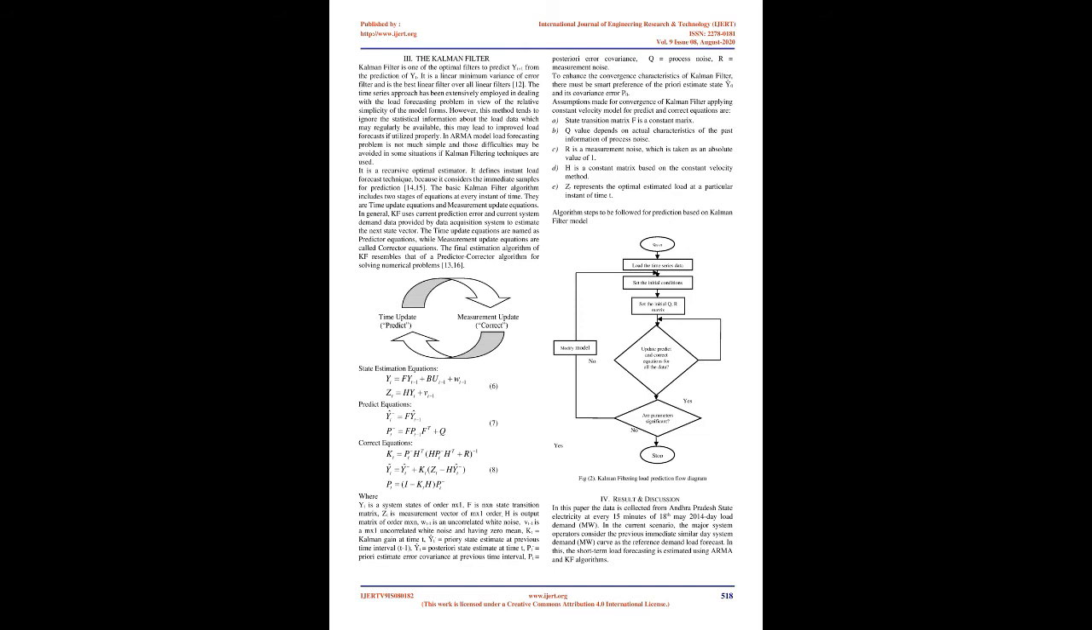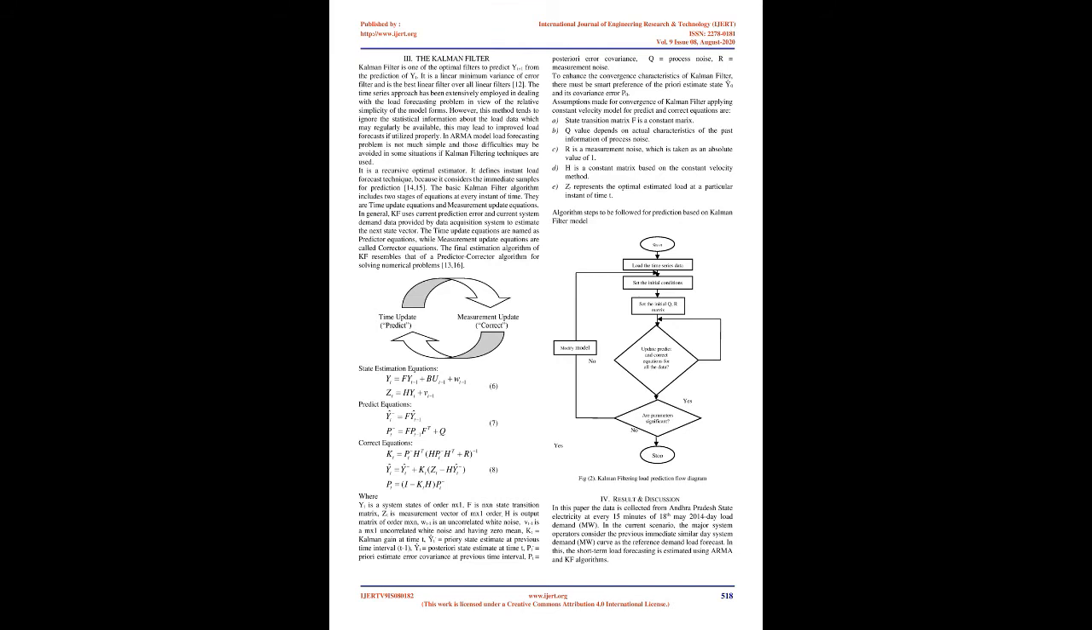ARMA(P, Q) defines an autoregressive moving average process of order P and Q, and the equation is expressed as shown, where the phi and theta terms are coefficients of ARMA. Algorithm steps to be followed for prediction based on the ARMA model.